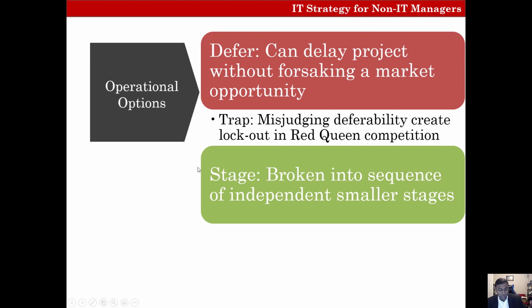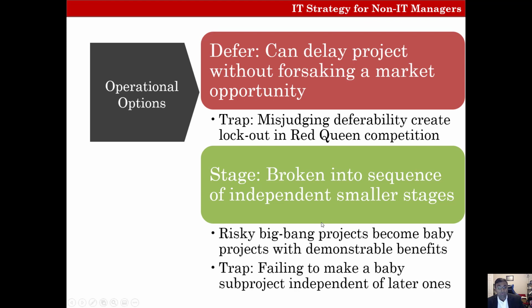Staging, breaking it into individual sequence, completing each baby project reduces ambiguity about the value of doing the next one. Each is pursued only if the outcome of the preceding one warrants. So risky, huge projects become baby projects with demonstrable benefits. However, the problem which you can fall into is failing to make a baby sub-project independent of the later one. So you've got to be careful that each sub-project is independent of later ones.